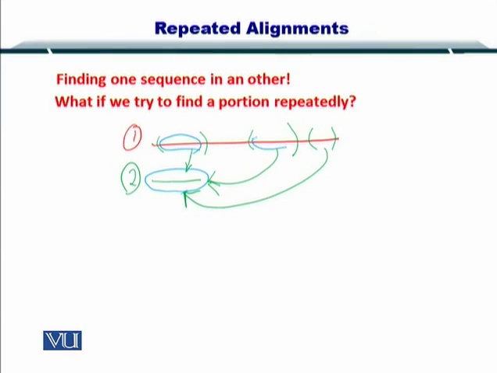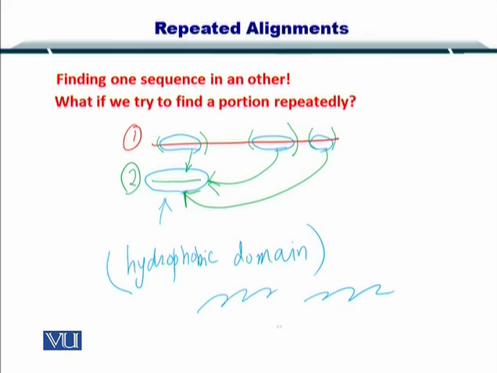For example, if this is a hydrophobic domain in a protein, then there is a chance that it will be repeated multiple times within the overall protein. So we would want to identify these hydrophobic domains which have the same sequence within another sequence. So this is what I mean by searching one sequence for occurrence in another sequence repeatedly.